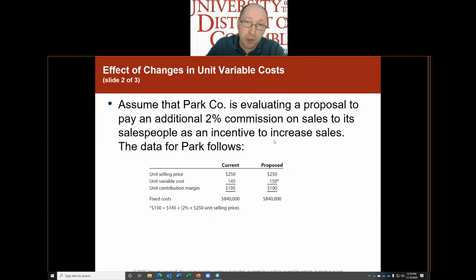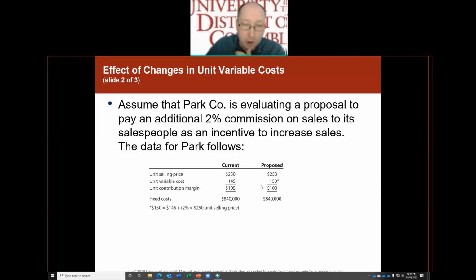Let's say I have a 2% increase in wages. My wages, obviously, that's a part of variable cost. Direct materials and direct labor equal variable cost. If I have an increase in direct labor by 2%, that means I have an increase in my variable cost by 2%. So, my current selling price, $250 per unit. My unit variable cost, currently $145. My contribution margin is $105. My fixed costs are $840,000.